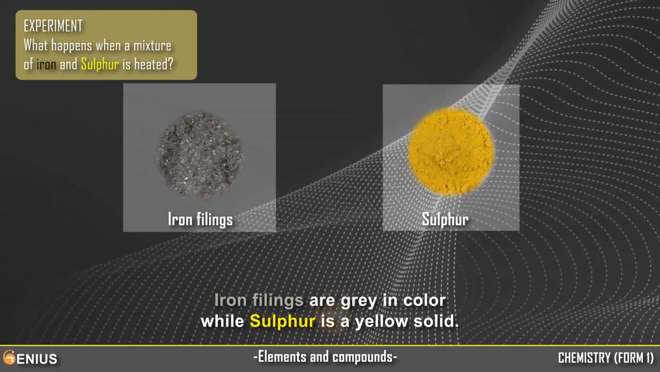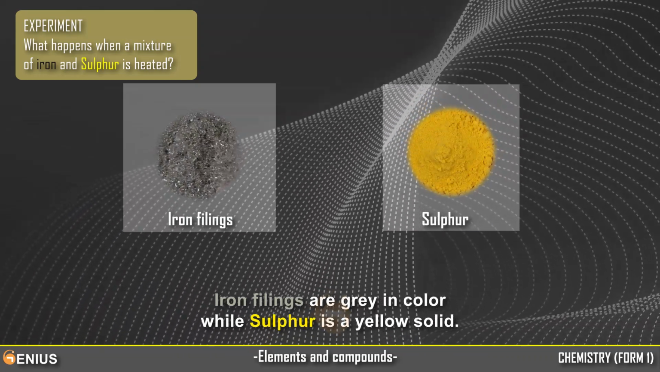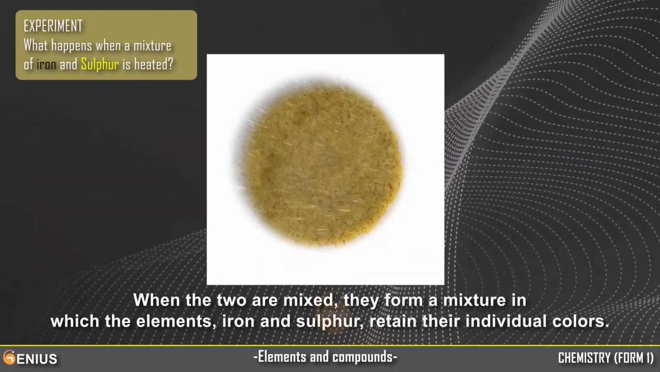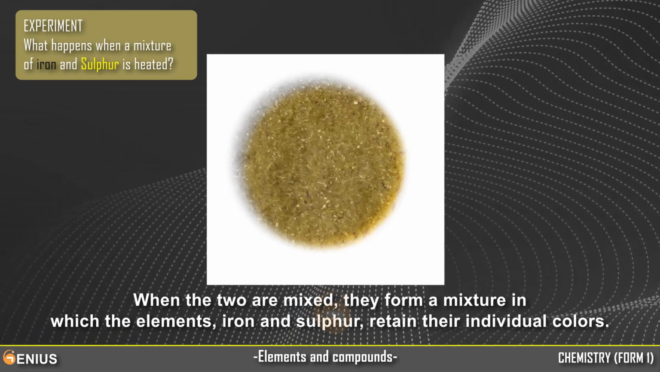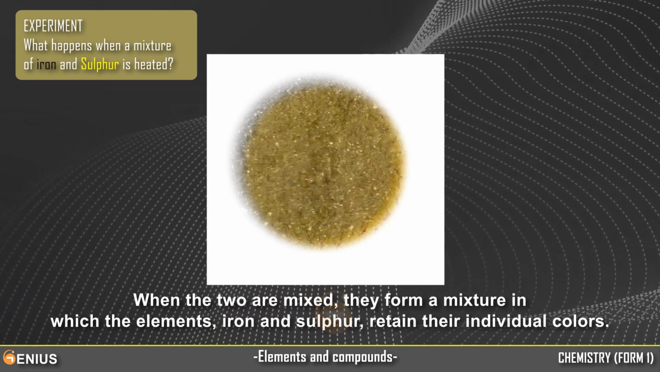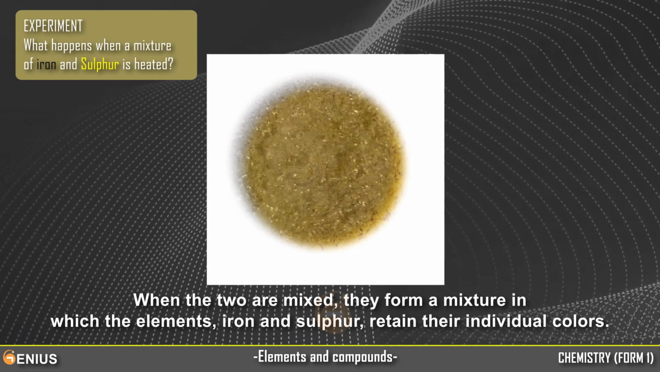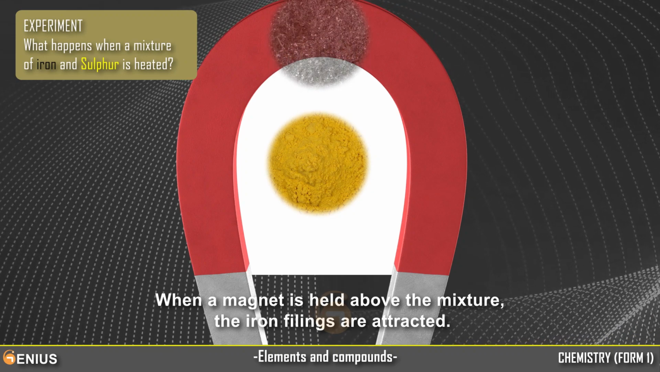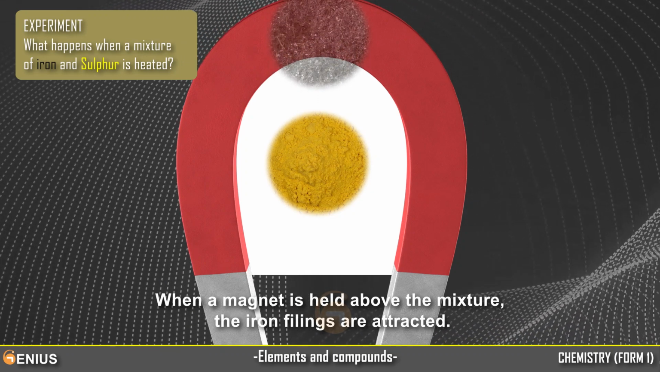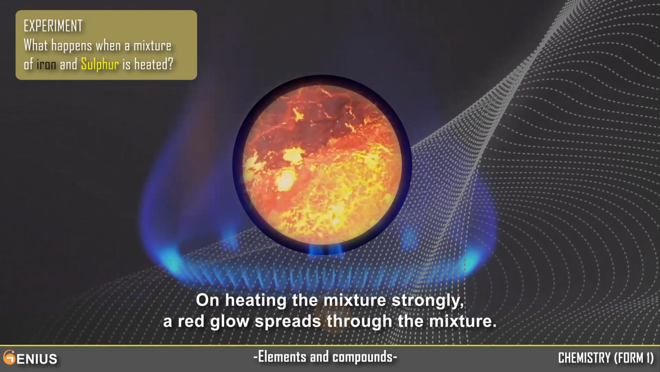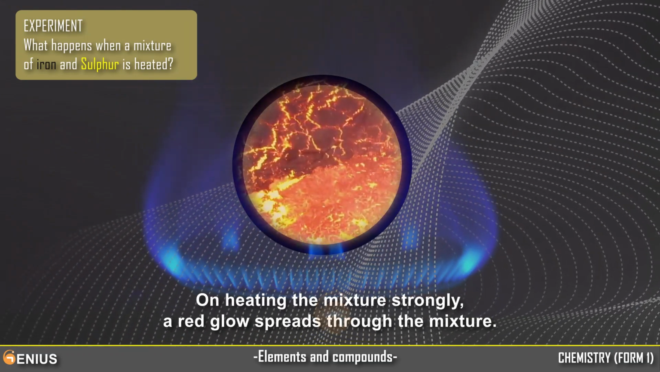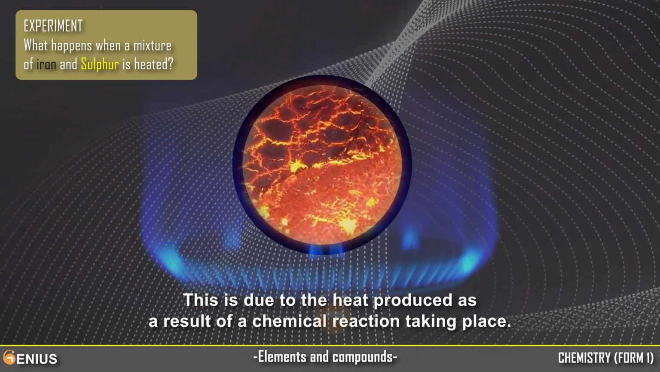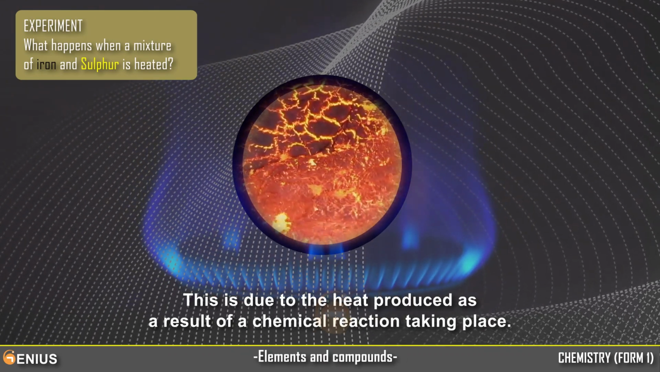Iron filings are gray in color while sulfur is a yellow solid. When the two are mixed, they form a mixture in which the elements, iron and sulfur, retain their individual colors. When a magnet is held above the mixture, the iron filings are attracted. On heating the mixture strongly, a red glow spreads through the mixture. This is due to the heat produced as a result of a chemical reaction taking place.